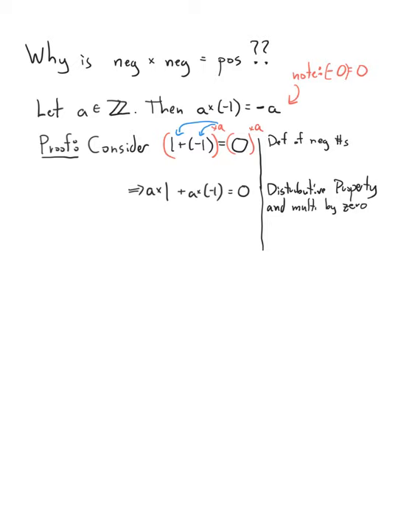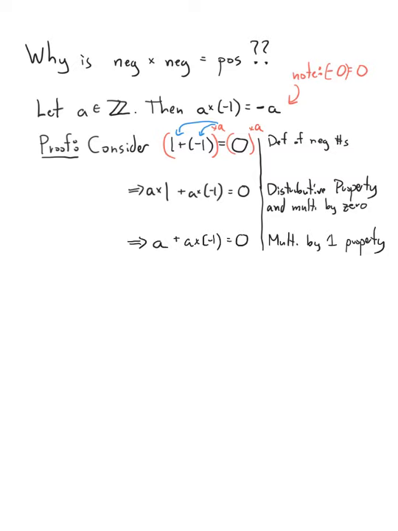Okay, let's simplify even more if we can. And we can. So what's a times 1? Well, anything times 1 is itself. So a times 1 is, of course, just a. So we get a plus this, a times -1, that equals 0. And that's the multiplying by 1 property. We know what happens when we multiply by 1. 1 does nothing.